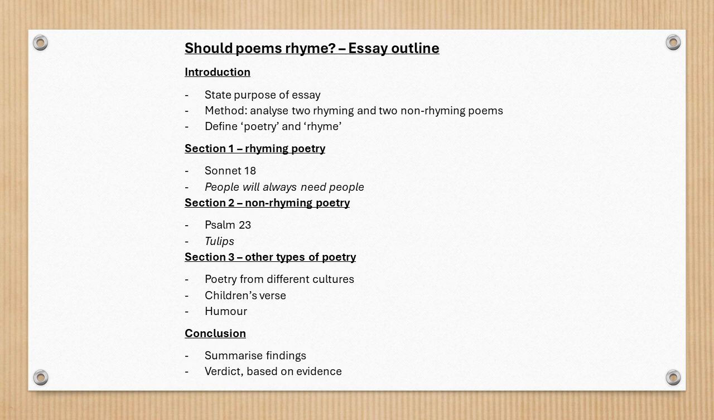And then for part 3, I'm going to briefly mention other types of poetry. Obviously, I've only chosen 4 poems out of a countless multitude of poems that actually exist. So I'm going to briefly mention other kinds of poetry that I haven't covered in this essay, such as poetry from different cultures, children's verse and humour. Then for my conclusion, I'm going to summarise my findings, and then I'm going to state my verdict. Having looked at all the evidence, what conclusion have I come to?